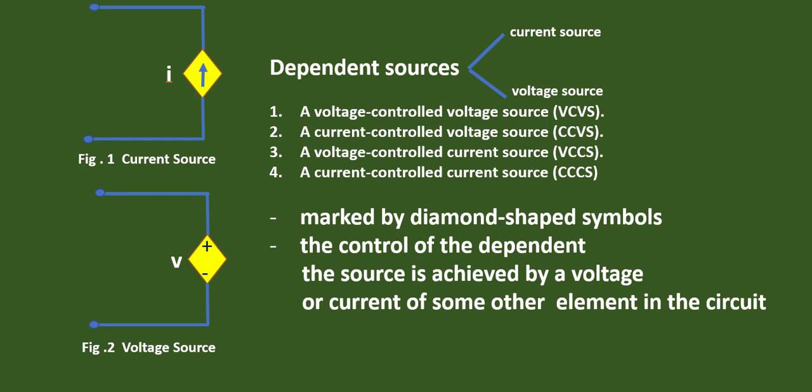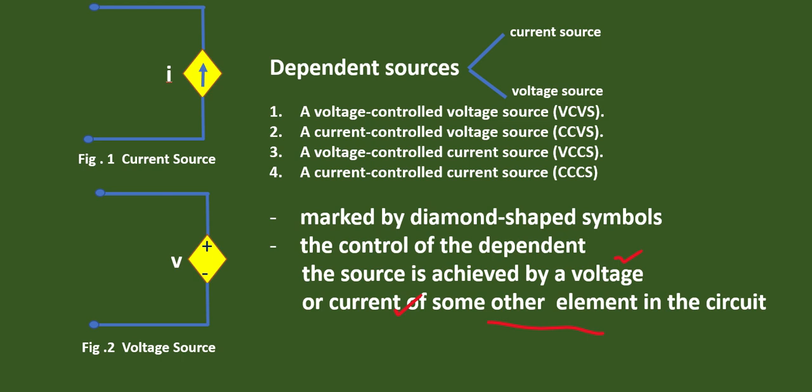If you can see a diamond shaped symbol, then it indicates it is a dependent source. It can be a current source or it can be a voltage source. Actually, the voltage or current of this dependent source depends on some other element's current or voltage. Or we can also say that the control of the dependent source is achieved by a voltage or current of some other element in the circuit. And it is broadly classified as current source and voltage source.